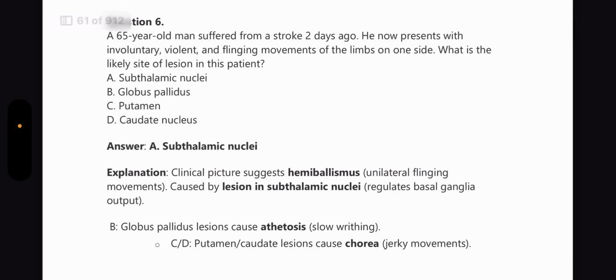Next question. A 65-year-old man suffered from a stroke 2 days ago. He now presents with involuntary, violent and flinging movements of the limbs on one side. Which of the following is the likely site of lesion in this patient? Answer subthalamic nuclei, because the clinical picture shows hemiballismus, that is unilateral flinging movements. It is caused by a lesion in the subthalamic nuclei, which regulates the basal ganglia output.